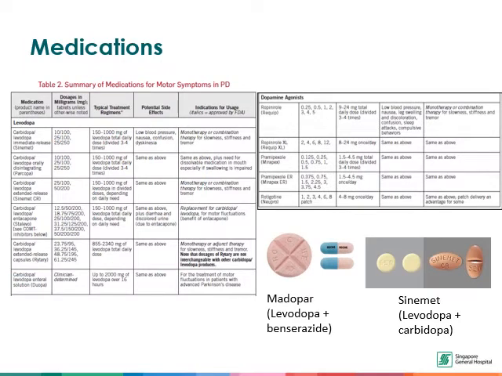Common levodopa medications include Madopar as well as Sinemet. Madopar is made up of levodopa and benserazide. So benserazide helps to prevent the breakdown of levodopa. Sinemet comprises levodopa and carbidopa, and carbidopa helps to prolong the life of the levodopa as well.